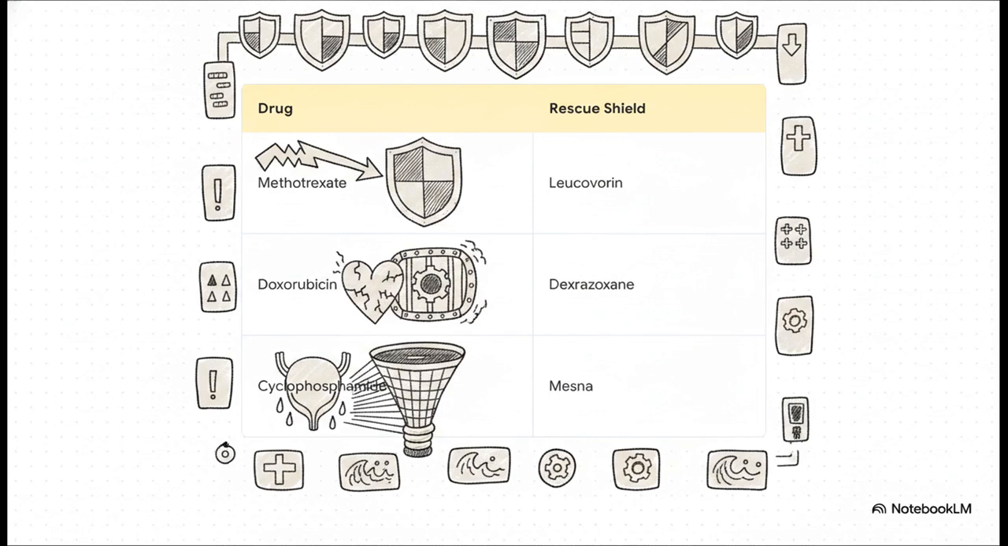If you give methotrexate, you rescue the healthy cells with leucovorin, which is also known as folinic acid. To protect the heart from the devastating cardiotoxicity of doxorubicin, you administer dexamethasone. And to stop that severe hemorrhagic cystitis, the bladder bleeding from cyclophosphamide, you absolutely must give mesna.